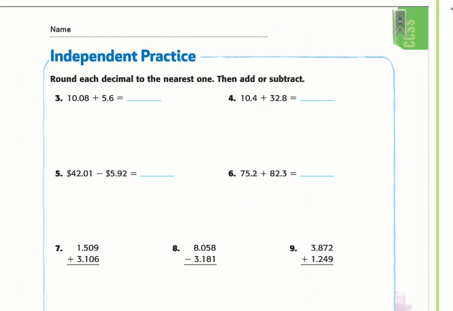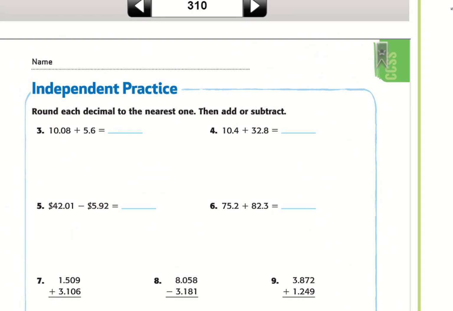So here's your homework. One thing I would like you to write down is 5 and above, it goes up. 4 and below stays the same.